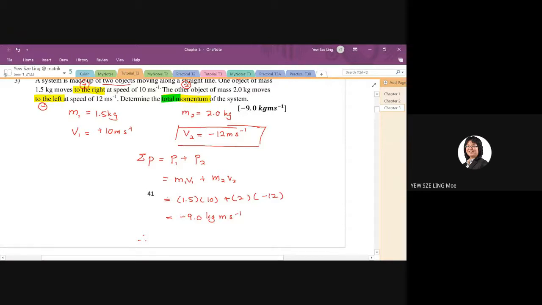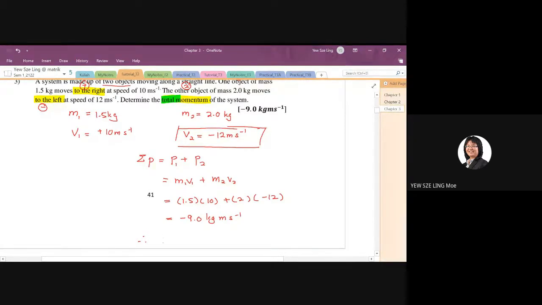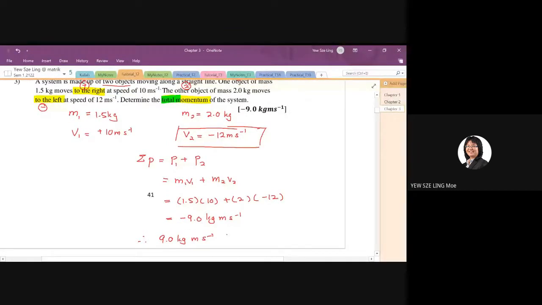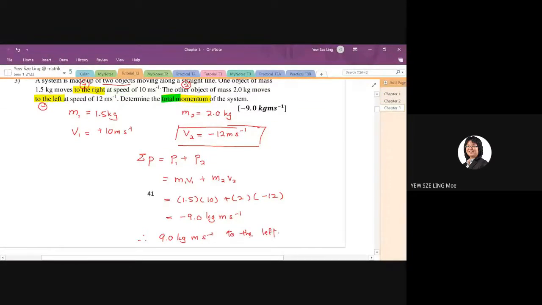Now, some students like to put a negative at the back. For me, that is fine, I think that is correct. But some lecturers like to argue. They say now you have negative and you say to the left, so it's a contradiction, because a negative in a vector already represents direction. So in that case, to avoid all the argument, I would encourage my students to rewrite it in statement form. So it is 9 kg m s^-1 to the left. Okay, to the left.